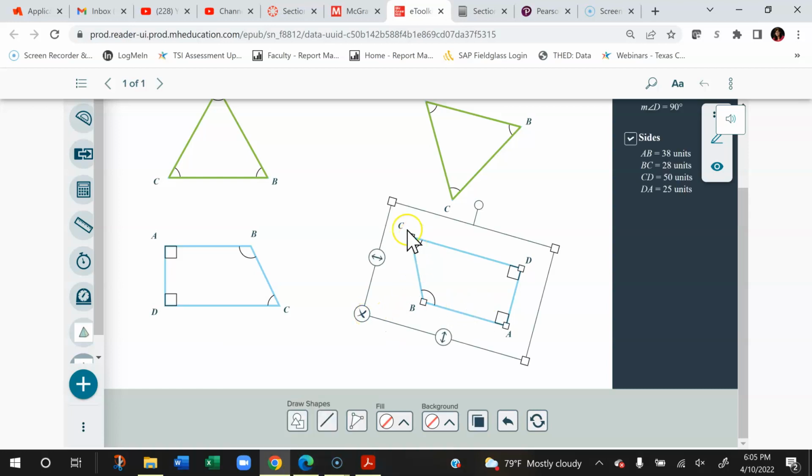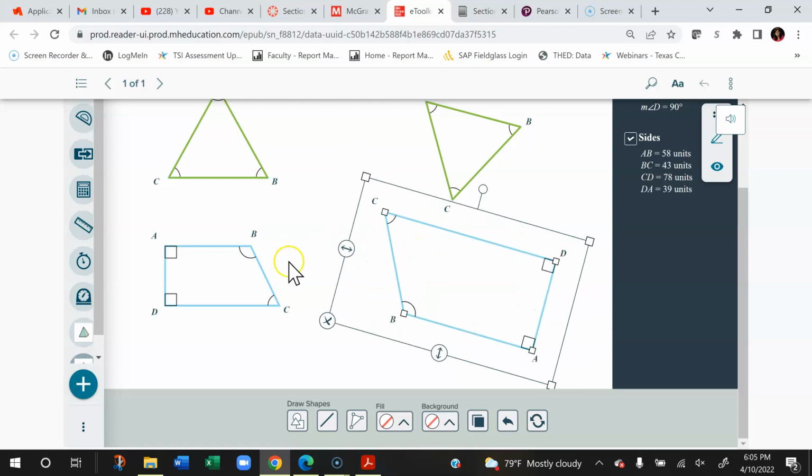Now, if I were to take this one and enlarge it, now they're just similar to each other. And so that is the difference between similar and congruent.